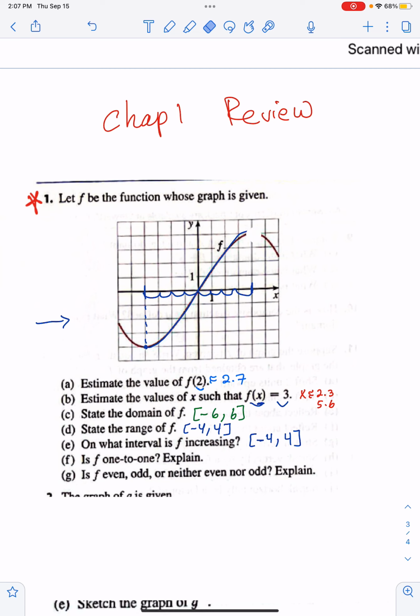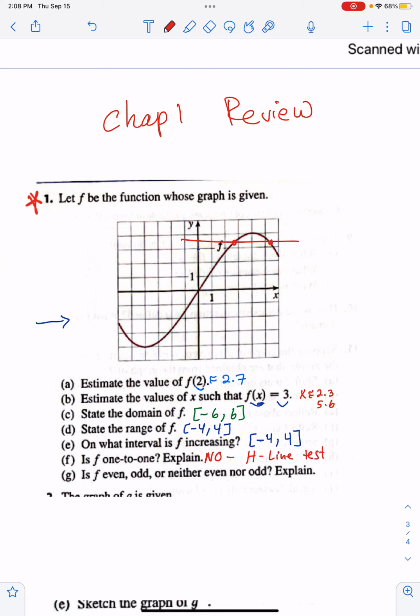Is this function 1-to-1? It's not 1-to-1 because when you pass a horizontal line, it passes through more than one point. So no, and the reason is the horizontal line test.